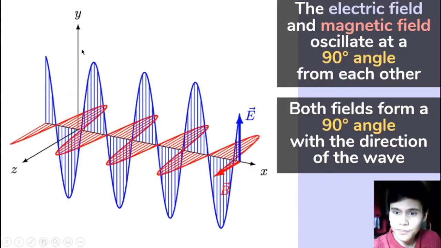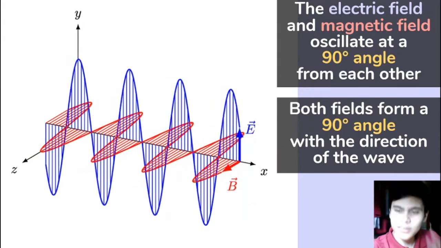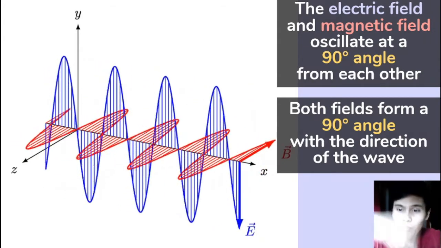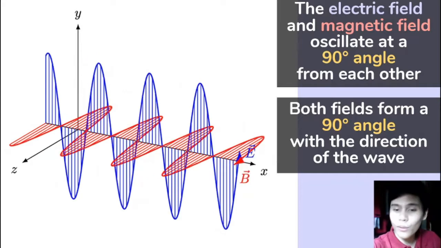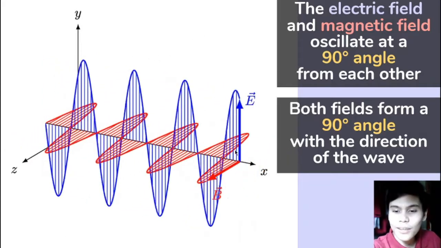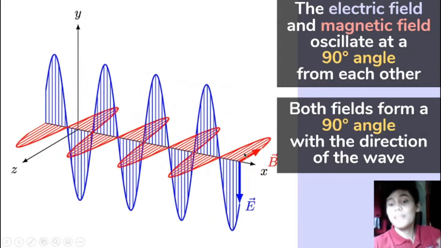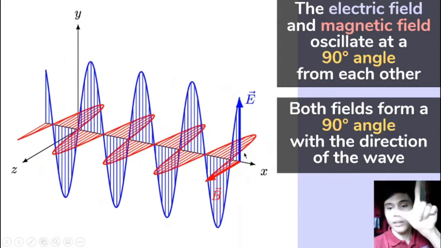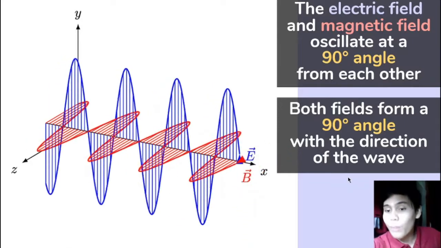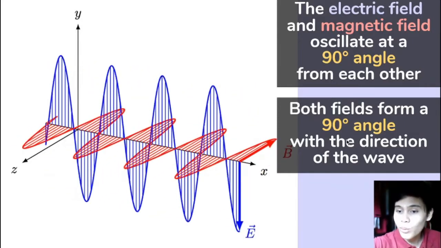Anyway, so the electric field and the magnetic field oscillate or move back and forth at a 90-degree angle from each other. The blue part is the electric field, and the red part is the magnetic field. This means that they're perpendicular. They form an L shape if you look at the angle between them. Now, both fields also form a 90-degree angle with the direction of the wave.